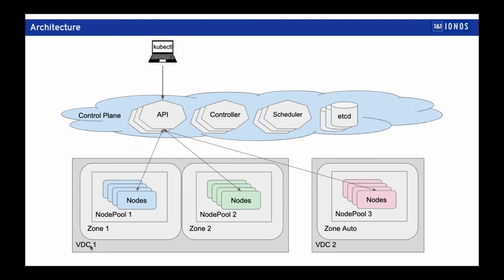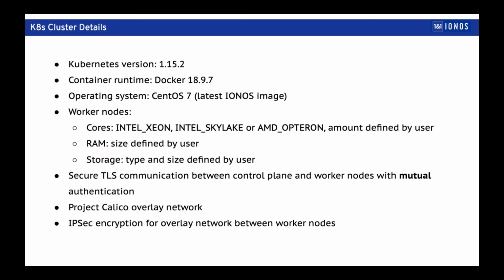Let's take a look at the cluster details. Currently, we are deploying Kubernetes version 1.15.2. You might see changes later on. As time arises, we will certainly also offer newer versions for that. The container runtime we have chosen, it's Docker, and this is the current 18.9.7 version.